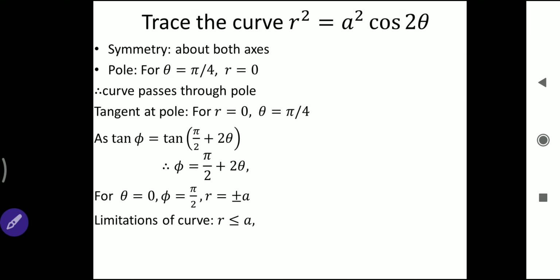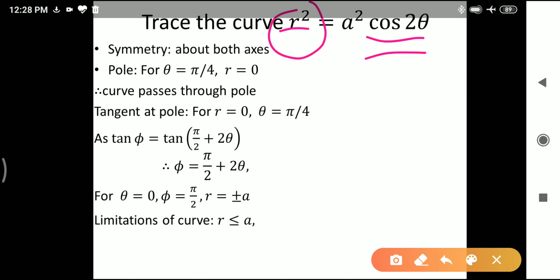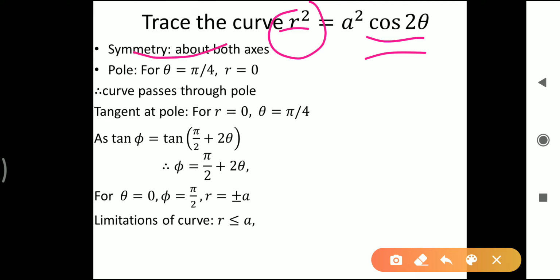Let us start with the symmetry. If you replace theta by minus theta over here, cos of minus 2 theta will give you cos of 2 theta only, so there is no change in the equation. Similarly, if you replace r by minus r and theta by minus theta, minus r square is r square and cos of minus 2 theta will give you cos 2 theta only. So again there is no change. Therefore in this problem we have symmetry about the x-axis as well as the y-axis, that is, about both the axes.